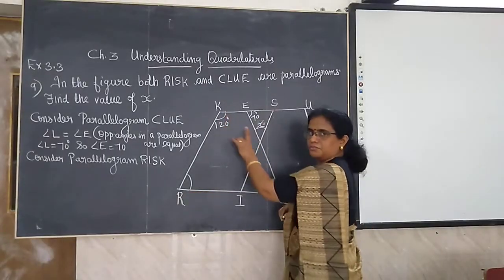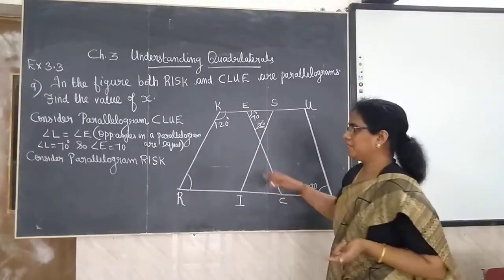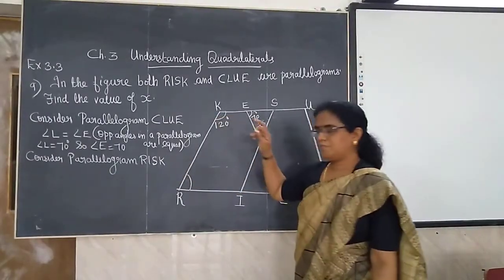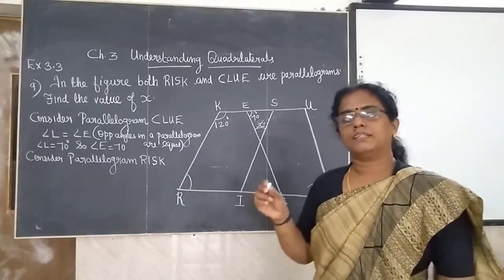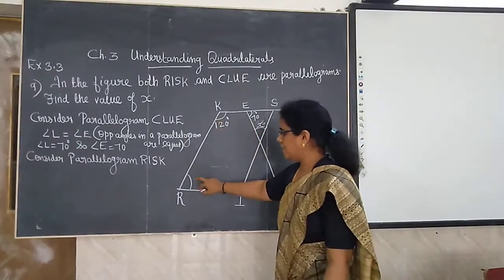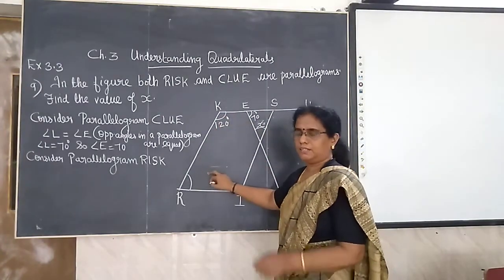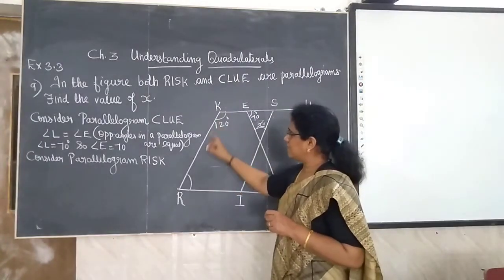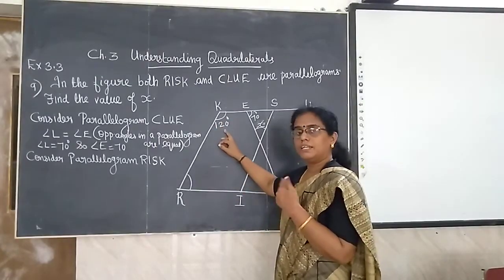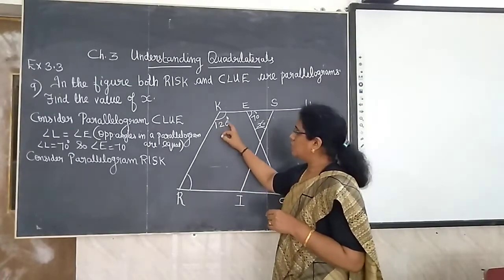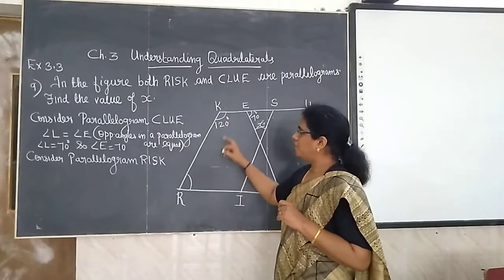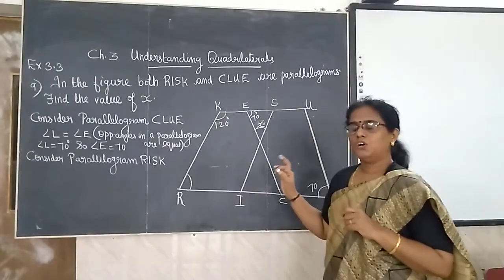Consider the next parallelogram RISK. Here angle K plus angle R is equal to 180 degrees, because these two angles are adjacent angles. That is, these two angles are sharing a common side. Therefore these two are adjacent angles, or nearby angles, so the sum will be 180. If it is a parallelogram, the sum of adjacent angles will be 180.